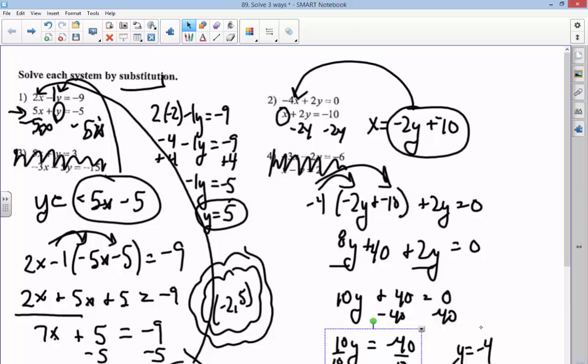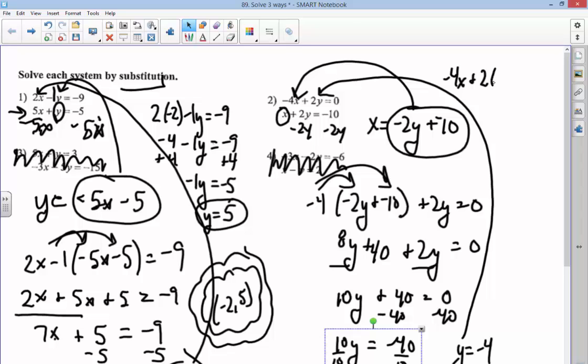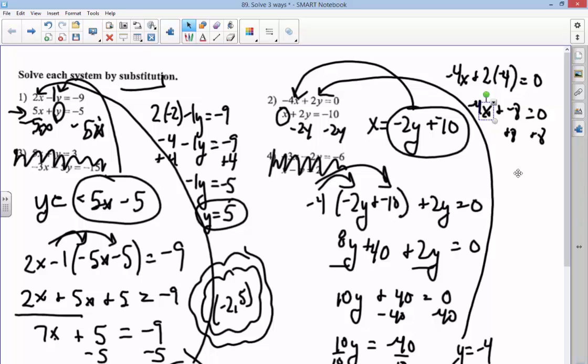You're going to take that right back up to one of the two initial ones. You might as well go, it doesn't matter, you'll get the same answer, into the top. So negative 4x plus 2 times negative 4, which is getting substituted in for y, equals 0. So negative 4x plus negative 8 equals 0. Add 8. Negative 4x equals 8. Divide by negative 4. x equals negative 2. So the ordered pair solution is negative 2, negative 4.